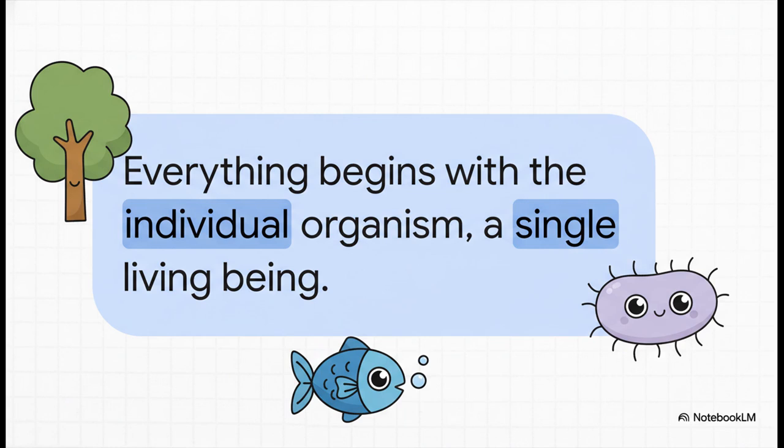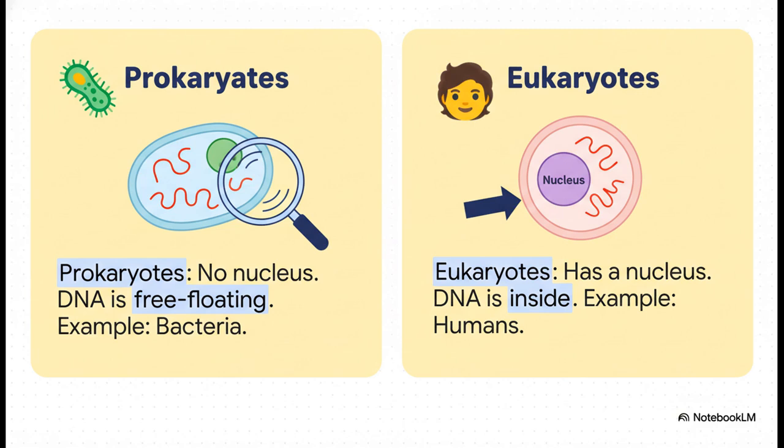All right, so everything starts with one single living thing, an organism. You know, that could be a person like you, a tree outside your window, a goldfish, or even a single tiny bacterium. But even at this most basic level, life isn't all the same. There are some really big, fundamental differences in how organisms are built. One of the biggest divides in all of biology comes down to their cells. All living things fall into one of 2 camps.